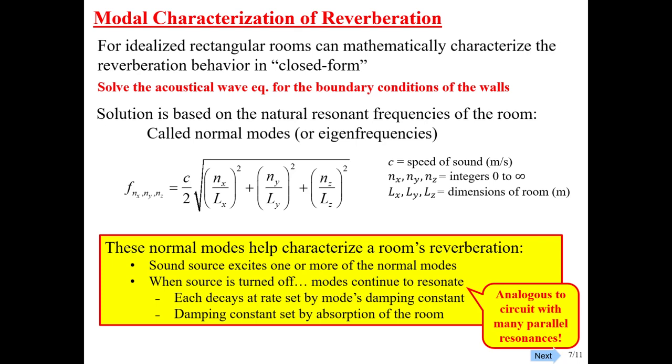So acousticians use these normal modes to think about the behavior of the room's reverberation. They think that's what makes the reverb happen: these modes, this resonance happening with sound bouncing back and forth in the room.